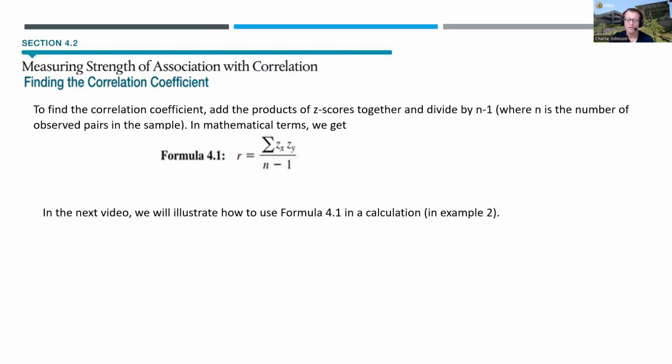And like I just said, in the next video, we'll illustrate how to use formula 4.1 in a calculation in example 2. But as stated earlier, r values are much better calculated with technology rather than by hand. With a small number of observations, like example 2, we can do it by hand, and it also helps us get an understanding of how the formula works.